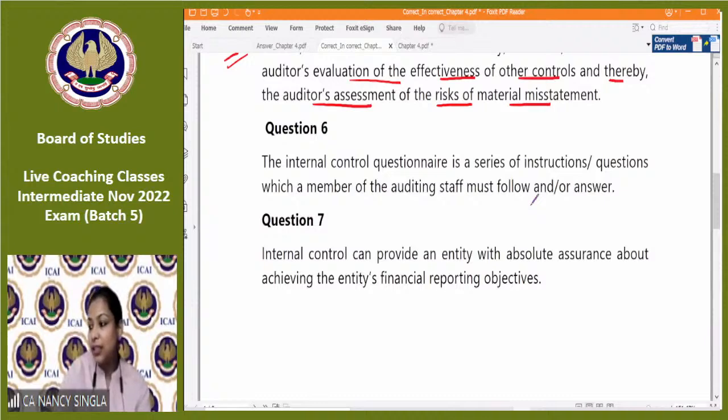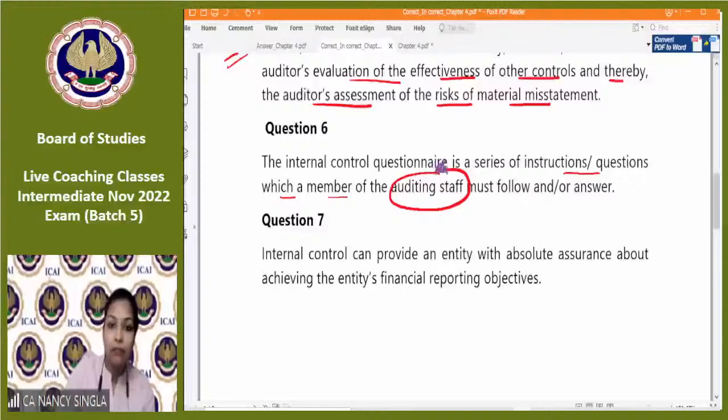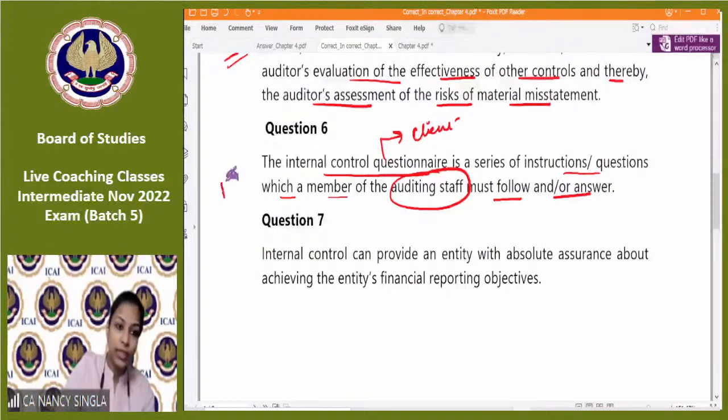So Menon, is it clear how to write the reasoning? Internal control questionnaire is a series of questions which a member of the auditing staff must follow or answer. No. Who fills the internal control questionnaire? The client. So the answer is what? Incorrect. Right? So how to write the reasoning? You can write the definition of ICQ. You can write the definition of checklist. Okay.